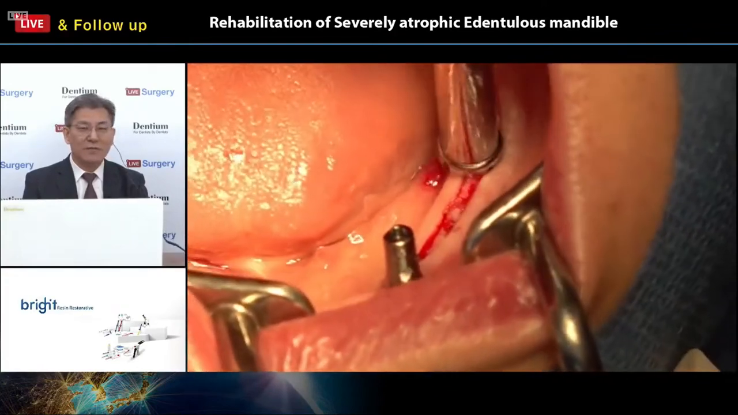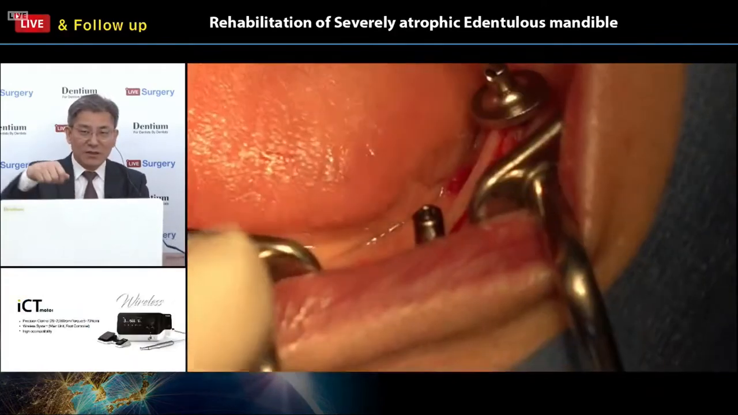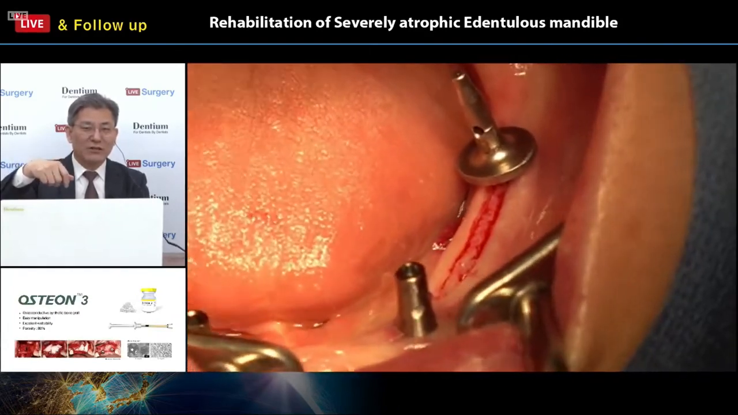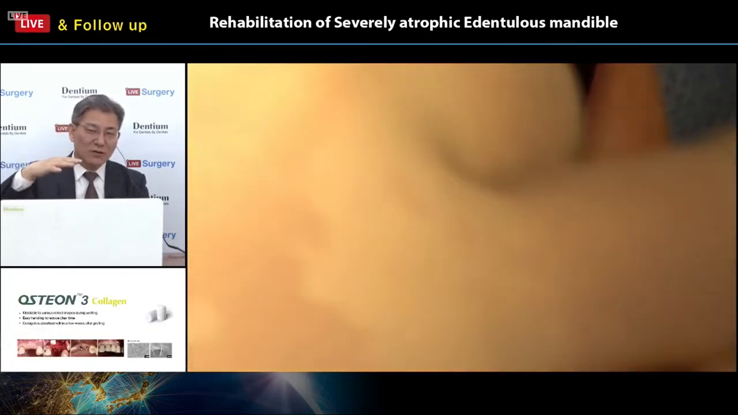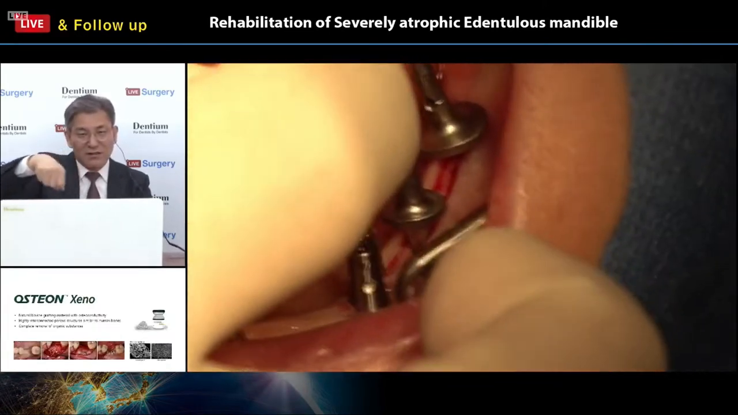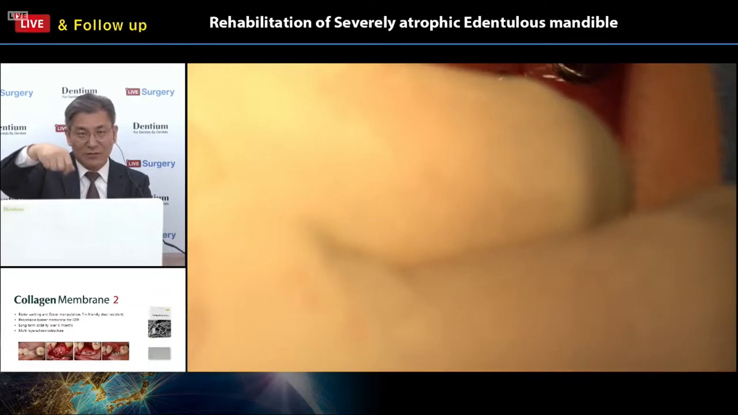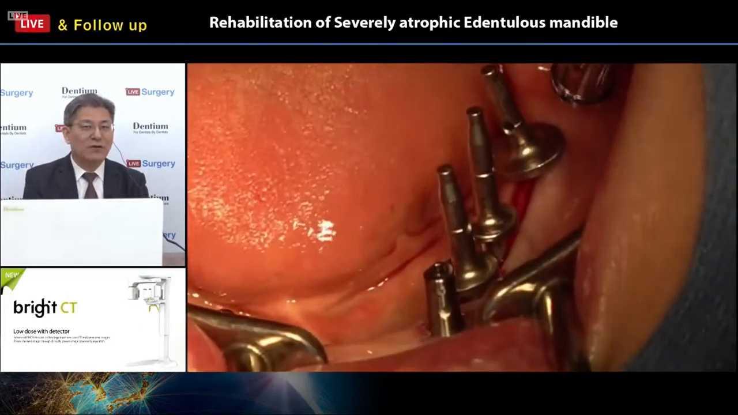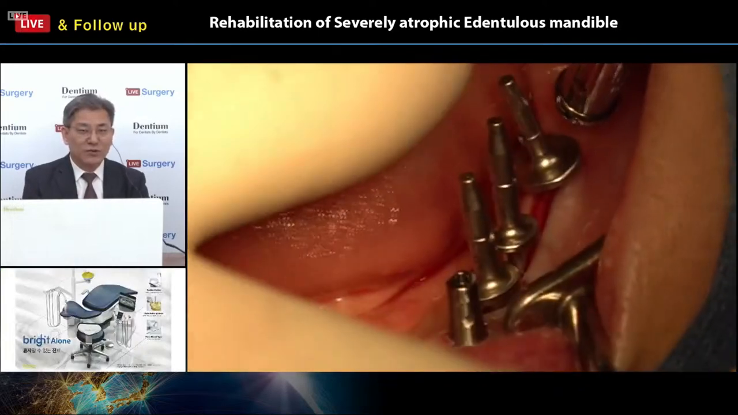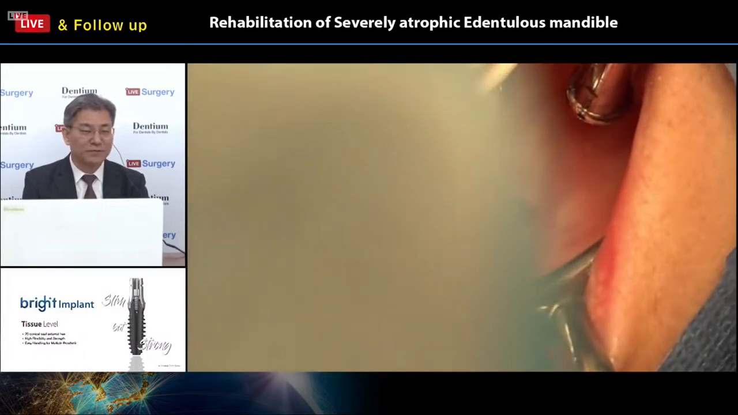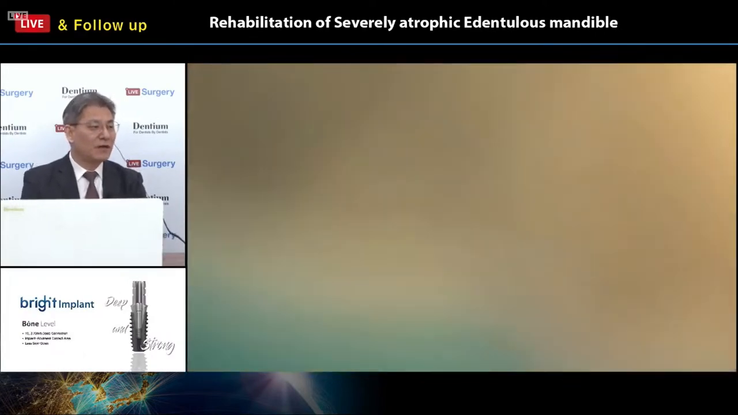Okay, and sometimes like this one, with hard bone, you slow down the speed of the Lindemann drill, and then a little bit of stirring motion is also a good skill to promote proper osteotomy in harder bone like type 2. Okay.